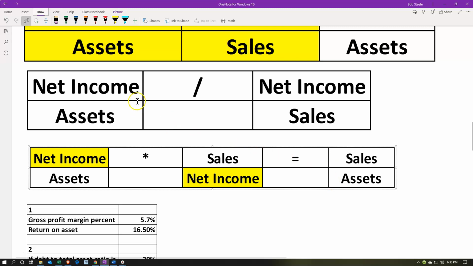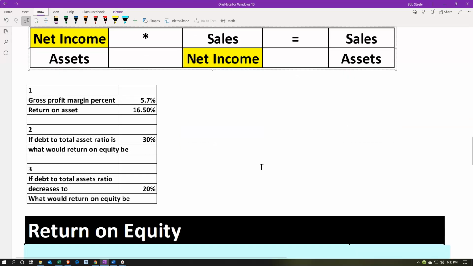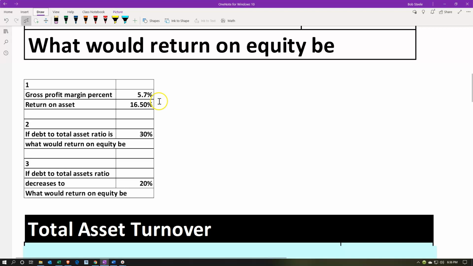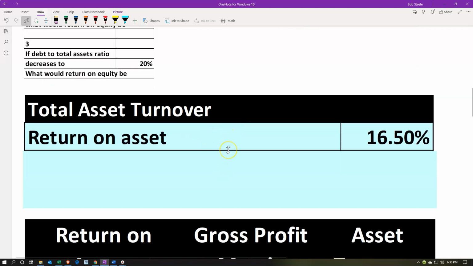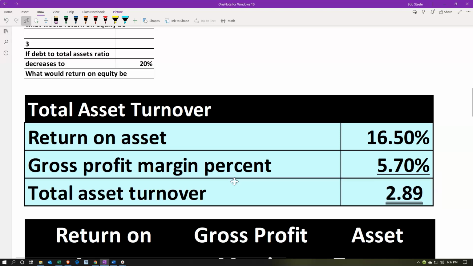Therefore, if we have the return on assets and the gross profit margin, we can take the return on assets divided by the gross profit margin. So that's what we're going to take here. We've got our information up top, the 5.7 gross profit margin and the 16.5 return on assets. We can then divide them out.